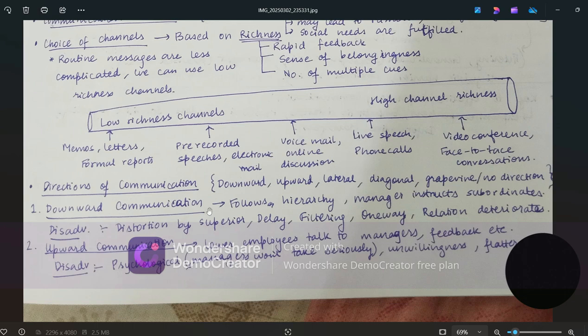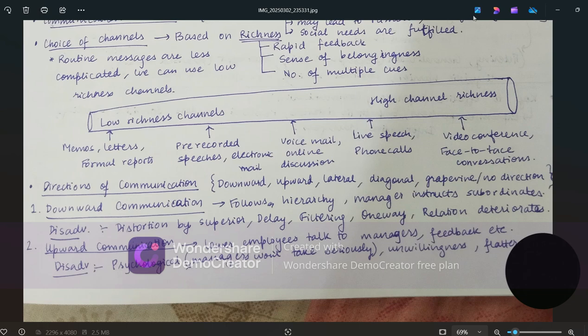Now, upward communication, in which lower level employees talk to their manager and provide feedback. The disadvantage might be psychological, that managers won't take the employees' recommendations seriously. Unwillingness to listen to them, flattery, and delay might be there.